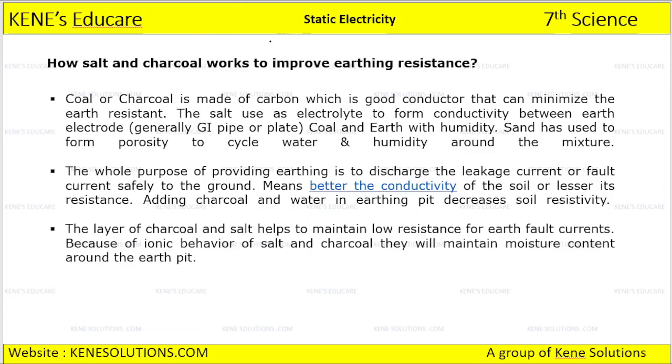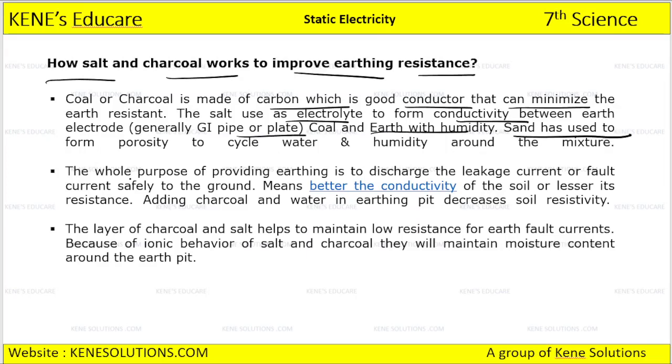Now, how does it work? How do salt and charcoal work to improve the earthing resistance? Coal and charcoal are made up of carbon, which is a good conductor that can minimize the earth resistance. Salt is used as an electrolyte to form a conductivity between the electrode, generally a GI pipe or a plate. Coal and earth with the humidity, and sand has a form of porosity to retain the water and humidity around the mixture.